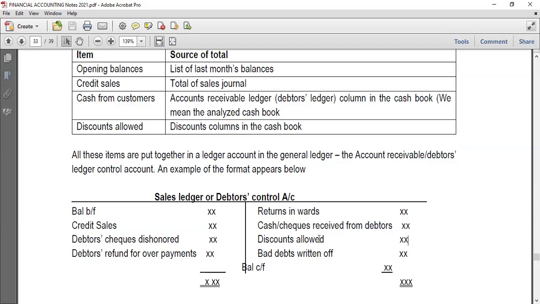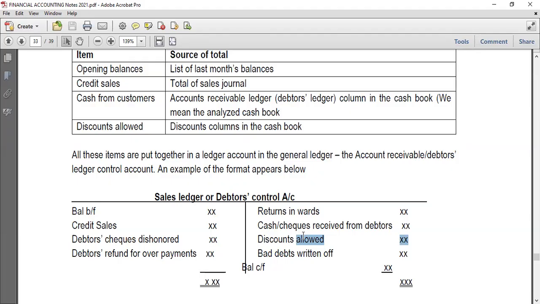The same thing happens with the discounts allowed. Now, every time we give a discount to our debtors, okay? Every time we allow discounts, I think you now separate the two. We have the discounts allowed and the discounts received. The discounts allowed are to our customers.